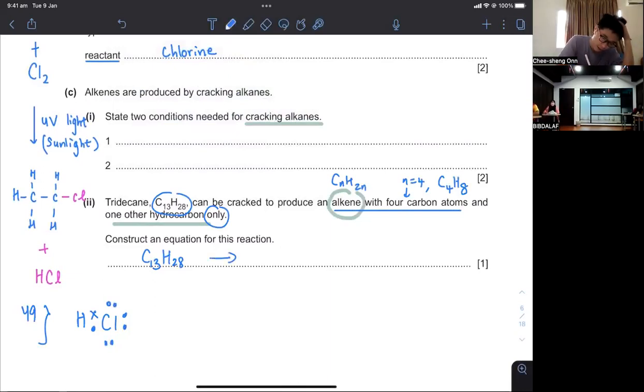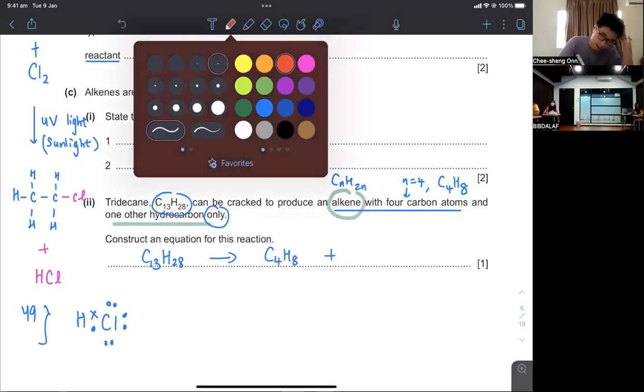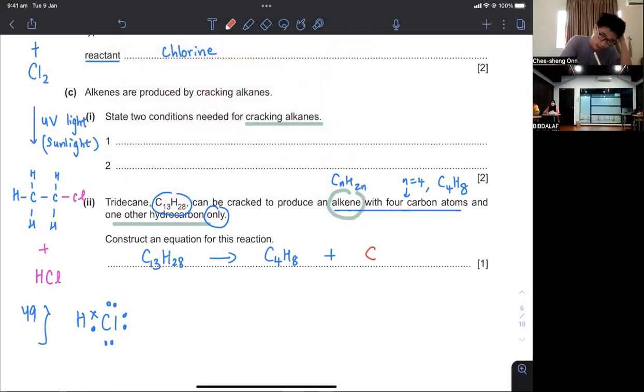So I have C13H28. If I have C4H8, what is my remaining carbon? Well, I need to find the difference. 13 minus 4, that gave me 9. And then on my calculator, 28 minus 8, that gave me 20. This is CnH2n+2. So this is alkane, and that is fine because hydrocarbons.